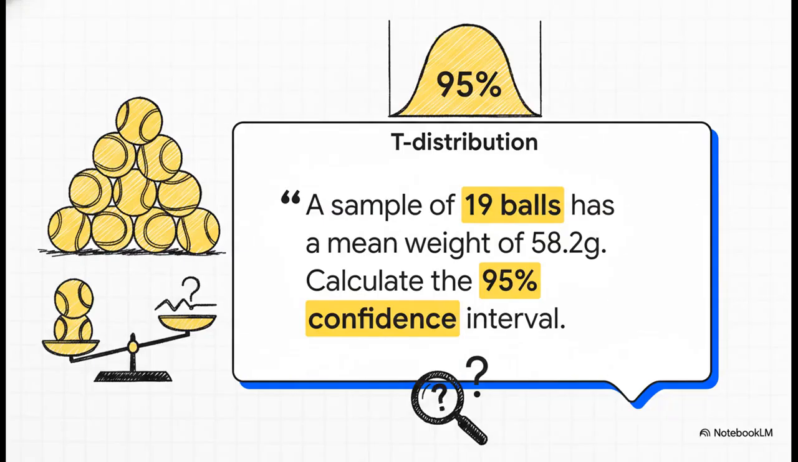Okay, here's our scenario, a classic quality control problem. And notice the key ingredients are all here. We've got a small sample, just 19 balls, that's way under 30. We have the sample's average and its standard deviation. But we do not know the standard deviation for all the millions of tennis balls that factory has ever made. It's a textbook setup for the t-distribution. Our job? Calculate a 95% confidence interval.